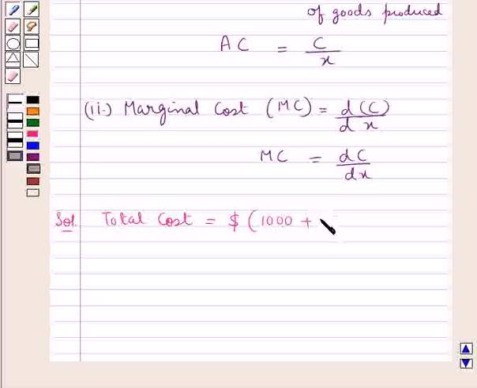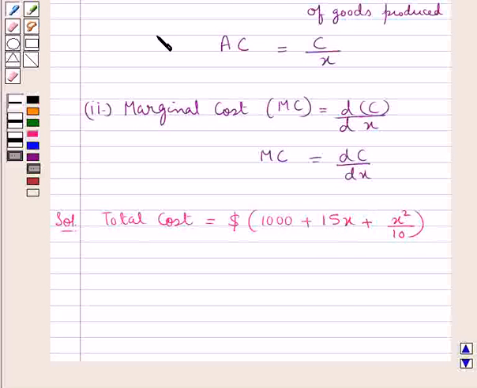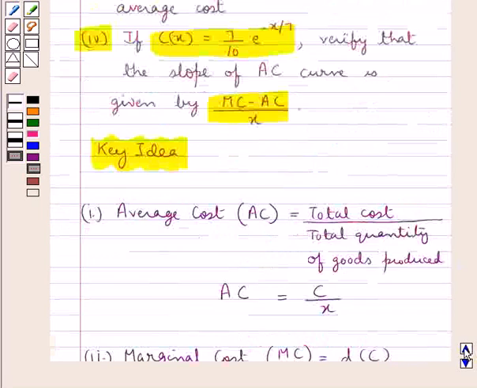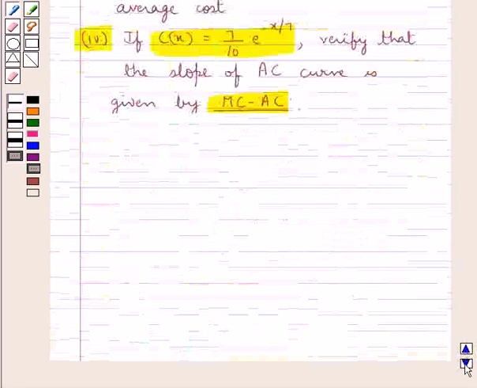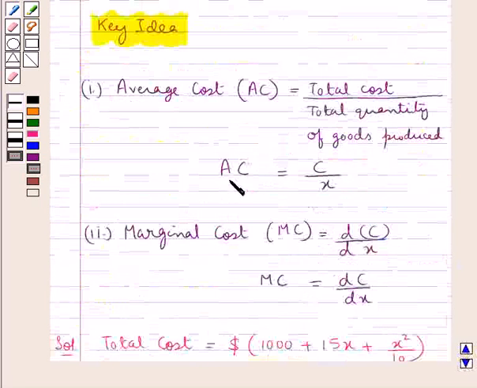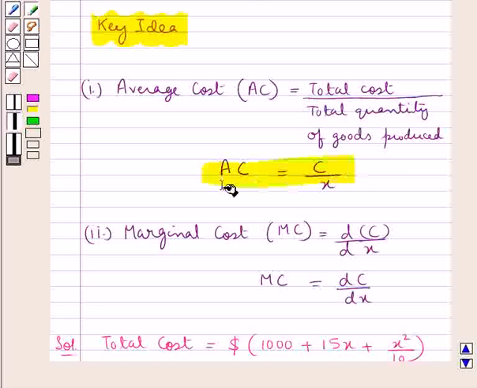So we add here 15x plus the labor cost, which is x square upon 10. So this is the total cost if we have that x units are produced. Now in the first part, we are supposed to find the slope of the average cost function. So first, let us see what is average cost. It is given as C upon X, where C is the total cost and X is the quantity of the goods that are produced.